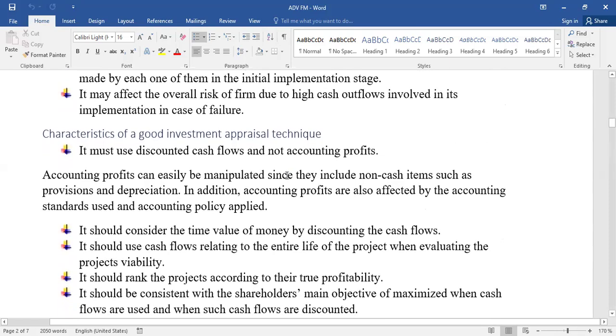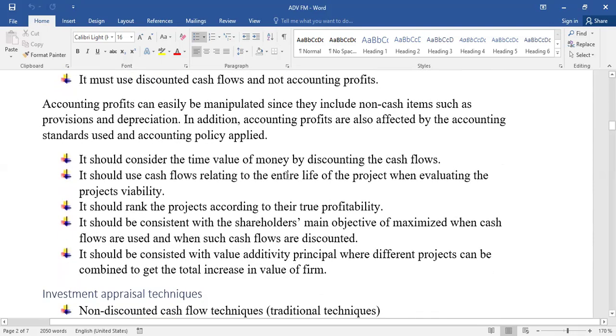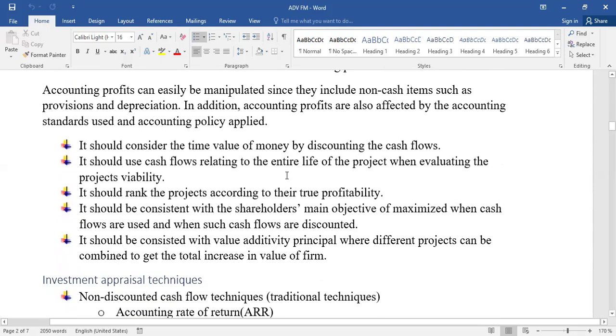Characteristics of good investment appraisal techniques. We are saying that it must use discounted cash flows and not accounting profits. Accounting profits can easily be manipulated if they include non-cash items such as provisions and depreciation. In addition, accounting profits are also affected by the accounting standards used and the accounting policy applied. They should also consider the time value of money, a concept which we did previously, by discounting cash flows. It should use cash flows relating to the entire life of the project when evaluating project viability.